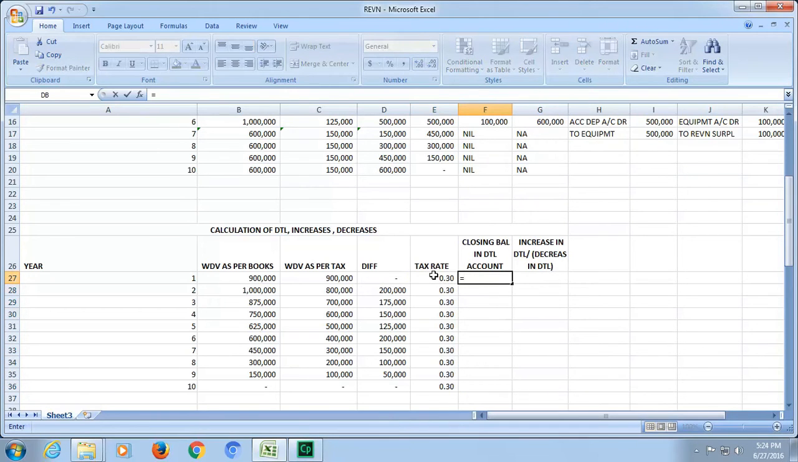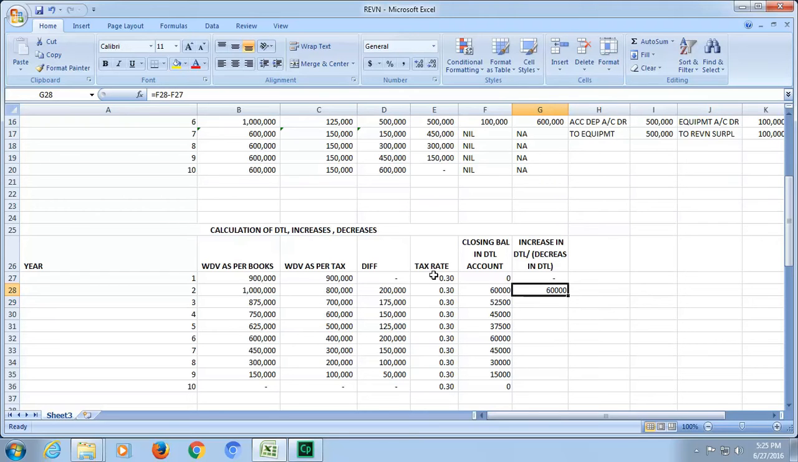Now the closing balance in the DTL account would be the difference multiplied by the tax rate. You will get the closing balance in the deferred tax liability account. Now if you observe, in the second year there is an increase in deferred tax liability. First year there is no increase, but in the second year there is an increase of 60,000. So that means this is an expense. We have to provide for this expense.